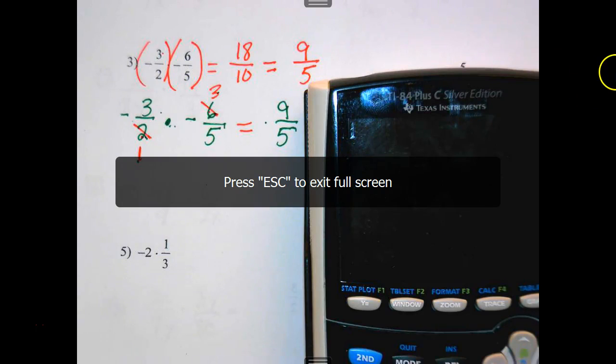Or the easiest way to do it, calculators, right?